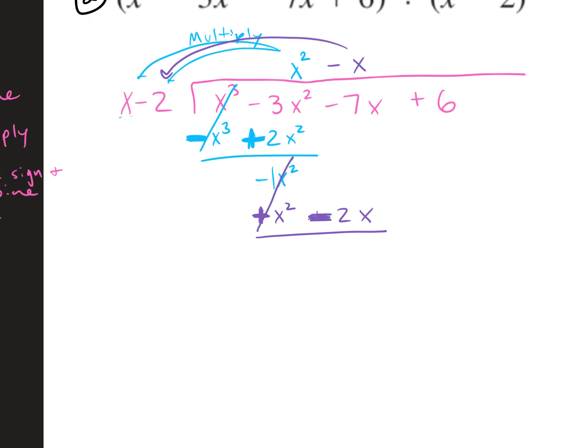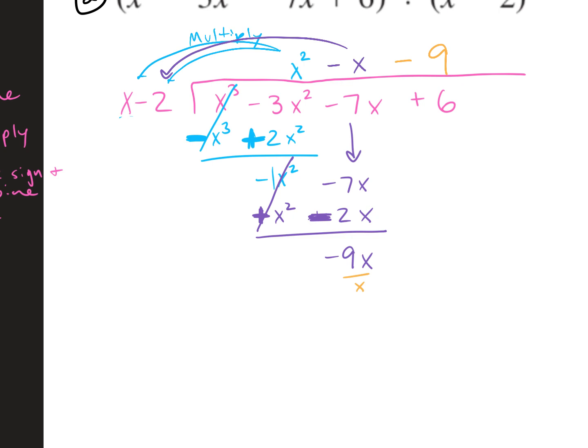So our first terms cancel. I'm going to drop down this negative 7x. So it's negative 7x minus 2x. Negative 9x. Once we combine, what do we do next? Repeat. So then I start back again with dividing. What's negative 9x divided by x? Negative 9.